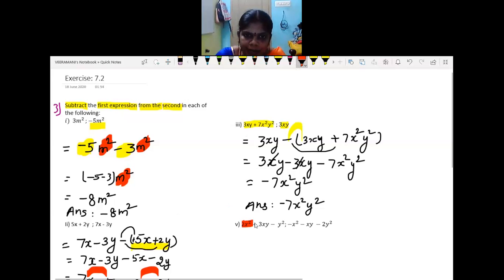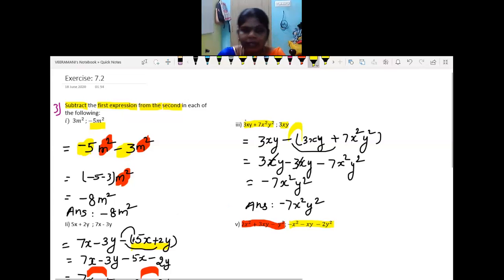2x square plus 3xy minus y square. Second expression is minus x square minus xy minus 2y square. Here, see the order. First term is x square. Second expression also x square. In first expression, second term is xy, 3xy. Second expression, second term is xy. Then first expression, third term is y square. In second expression, third term y square. So the order will be same.